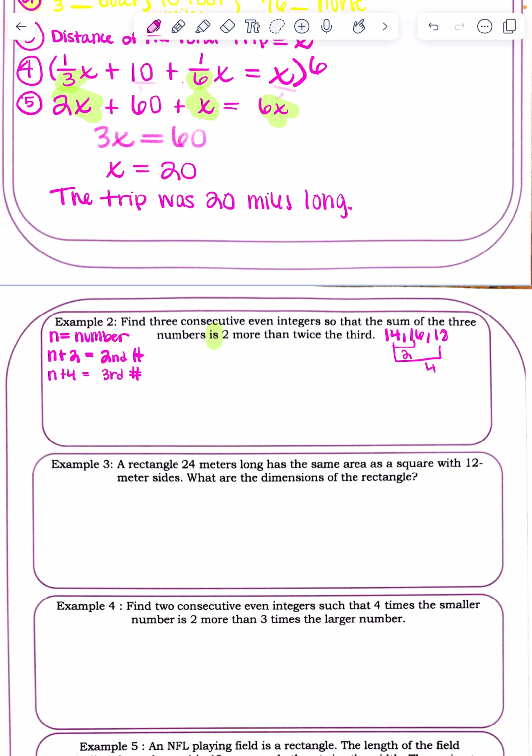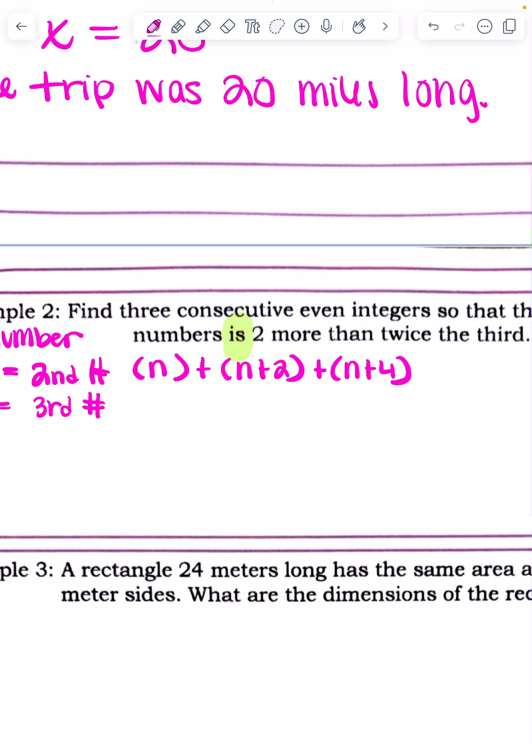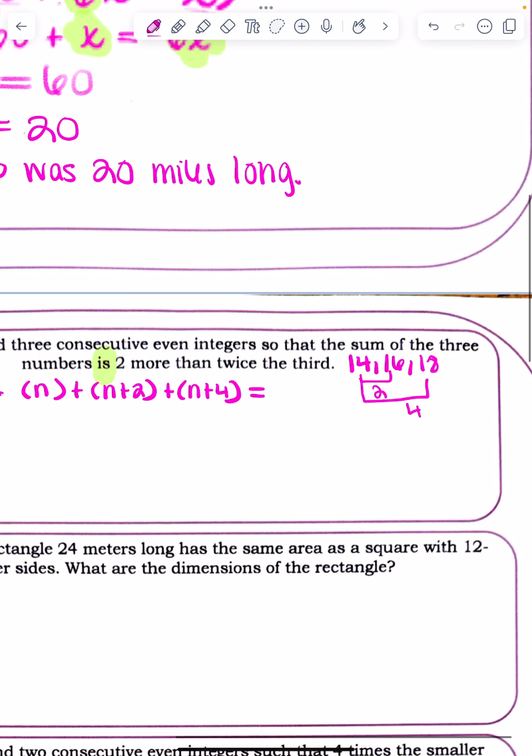So, the sum of all 3 numbers. Well, I know what sum means. That means addition. So I'm going to add all my numbers together. So I have n, I have, we're going to put parentheses, n plus 2, and I have n plus 4. Okay, so that's the left side of my equation. And then I know I have an equal sign, is. Let's do the second part.